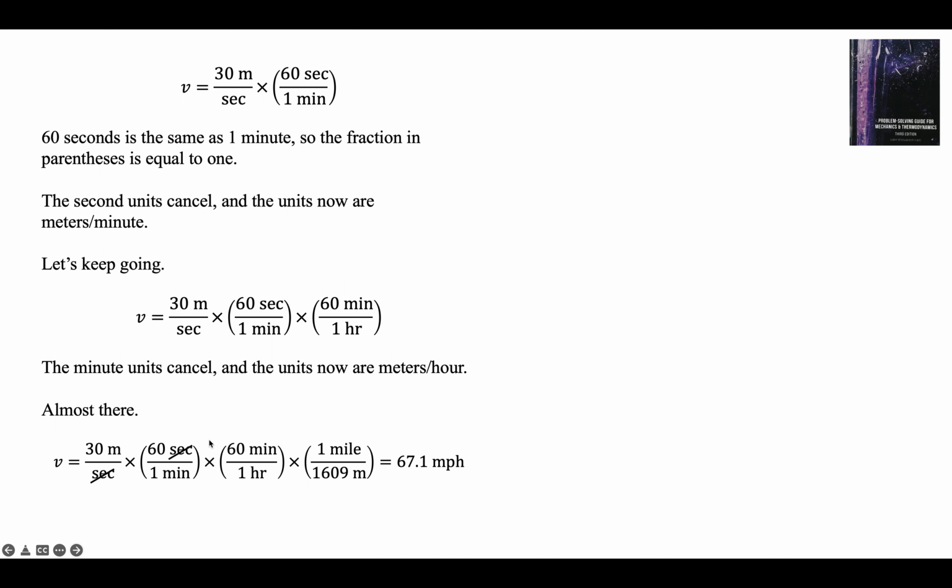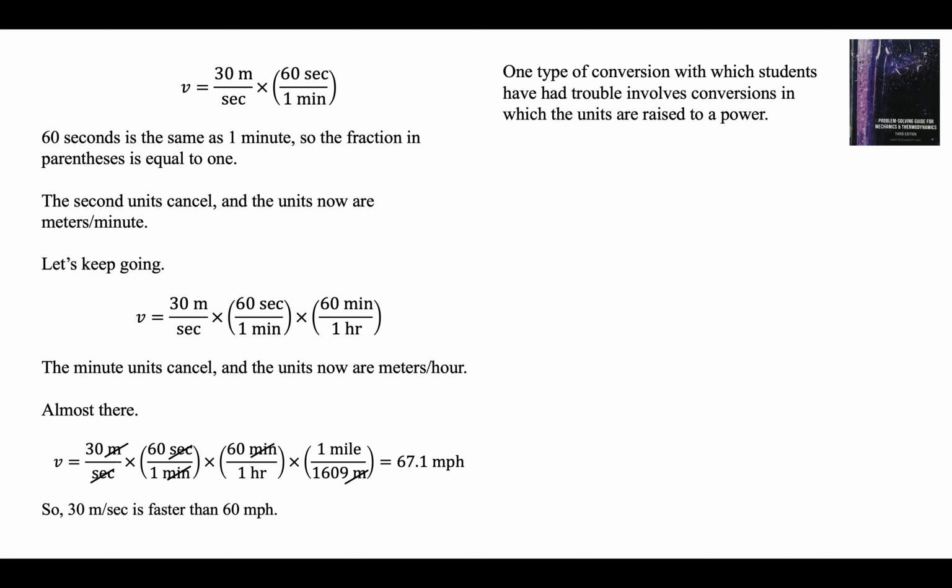So the second units cancel. The minute units cancel, and we have a meter here and a meter way over here. Those cancel, and we have miles per hour. And we punch the buttons on the calculator: 30 times 60 times 60 divided by 1609. The number is 67.1, the unit miles per hour. So 30 meters per second is faster than 60 miles an hour.